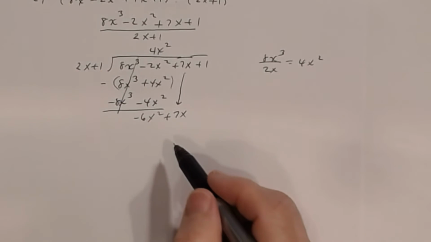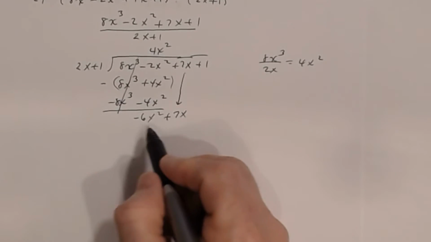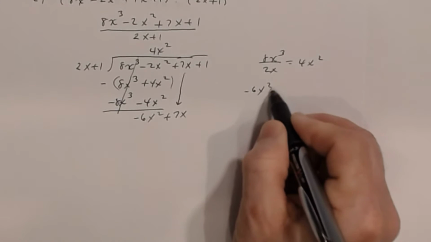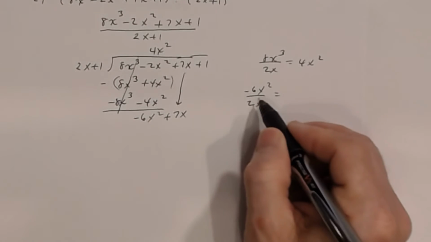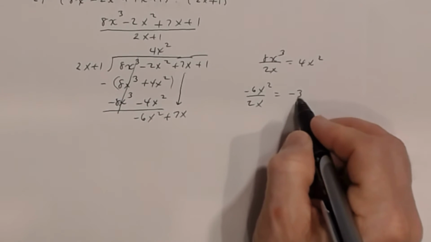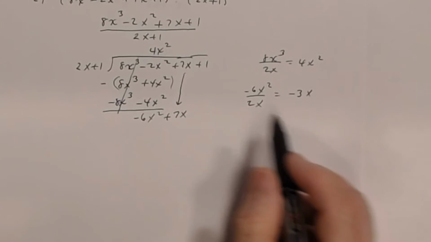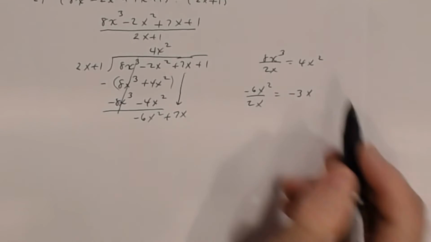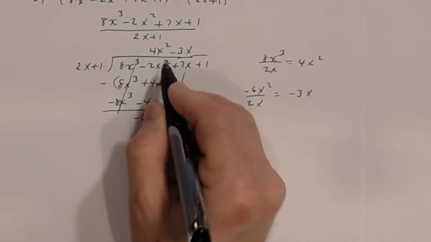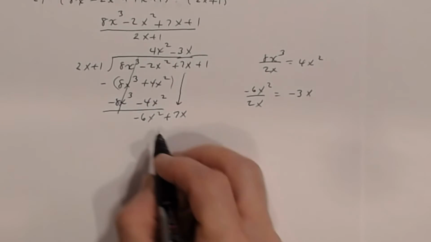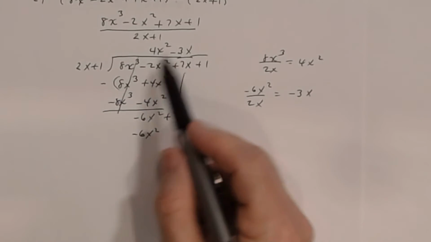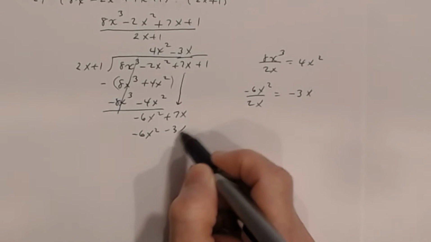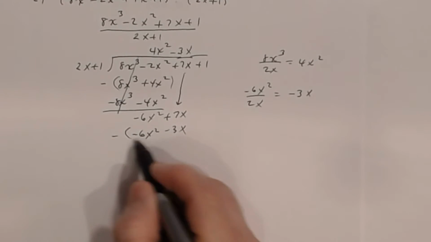And then we do the process all over again. First into first. So negative 6x squared divided by 2x, when I simplify or reduce, is equal to negative 3x. So I'm going to go in the x column. So minus 3x. And then we multiply. Negative 3x times 2 is negative 6x squared. So again, these have to be the same. Negative 3x times 1 is a negative 3x. And then we're going to subtract.